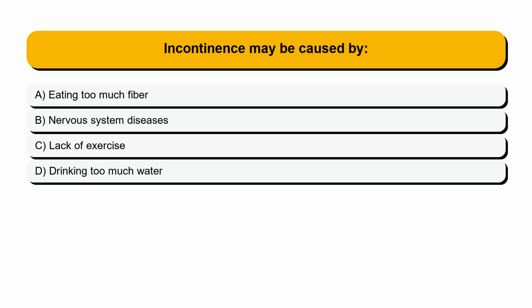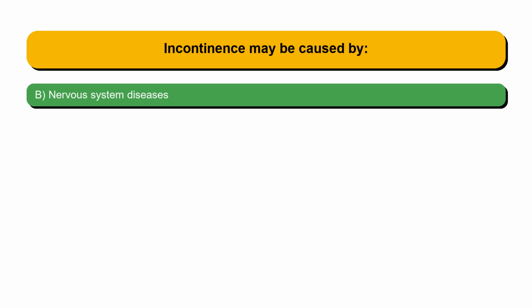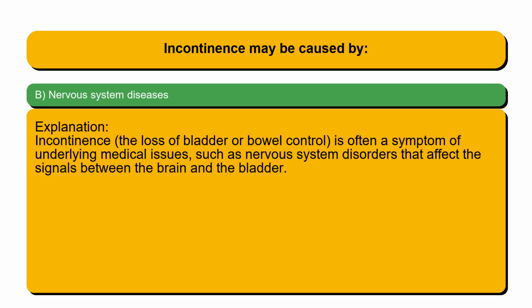Question 57. Incontinence may be caused by Option A. Eating too much fiber. Option B. Nervous system diseases. Option C. Lack of exercise. Option D. Drinking too much water. The correct answer is option B. Nervous system diseases. Incontinence, the loss of bladder or bowel control, is often a symptom of underlying medical issues, such as nervous system disorders that affect the signals between the brain and the bladder.